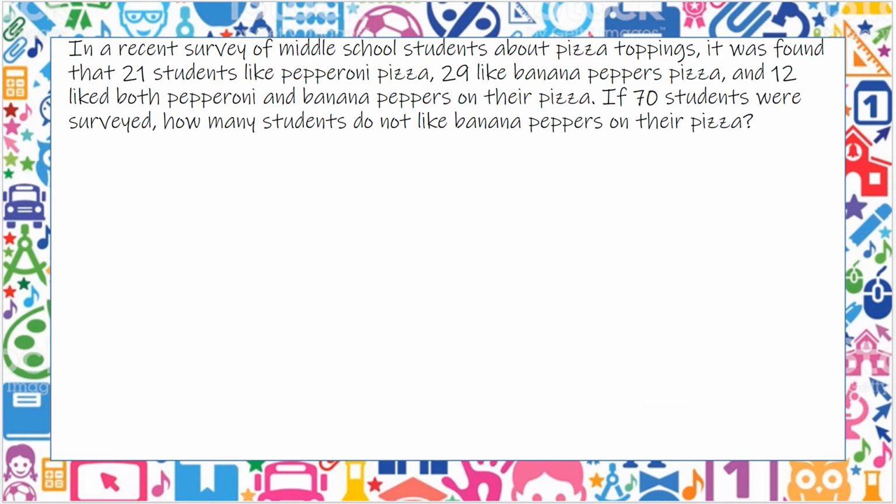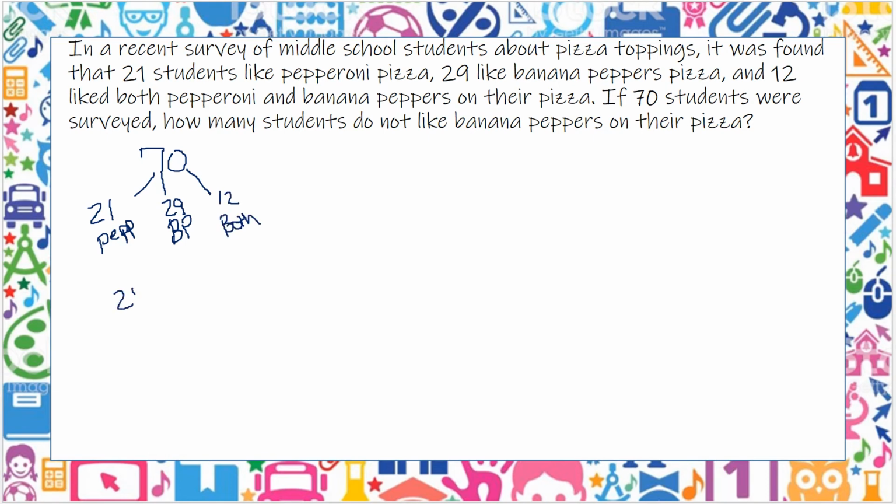Okay, in a recent survey of middle school students about pizza toppings, it was found that 21 students like pepperoni, 29 like banana peppers, and 12 like both. If 70 students were surveyed, how many students did not like banana peppers on their pizza? So if there were 70 students, 21 of them liked pepperoni, 29 liked banana peppers, and 12 liked both.